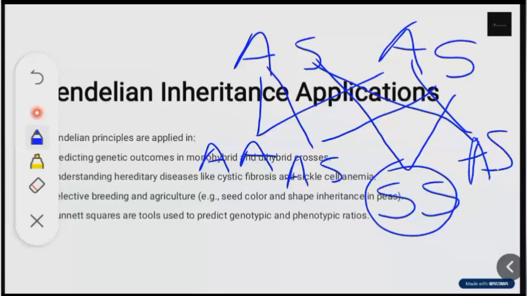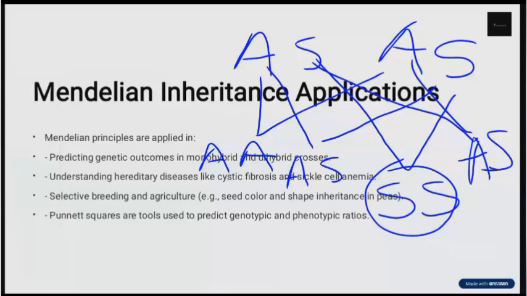Chances of you giving birth to an individual manifesting that disease is one child in every four children. There are one, two, three, four possible offspring. So chances of you giving birth to someone that has sickle cell anemia is one in every four births. Chances of you giving birth to a normal child, that is not having sickle cell anemia, is what? 3 in every 4 births.